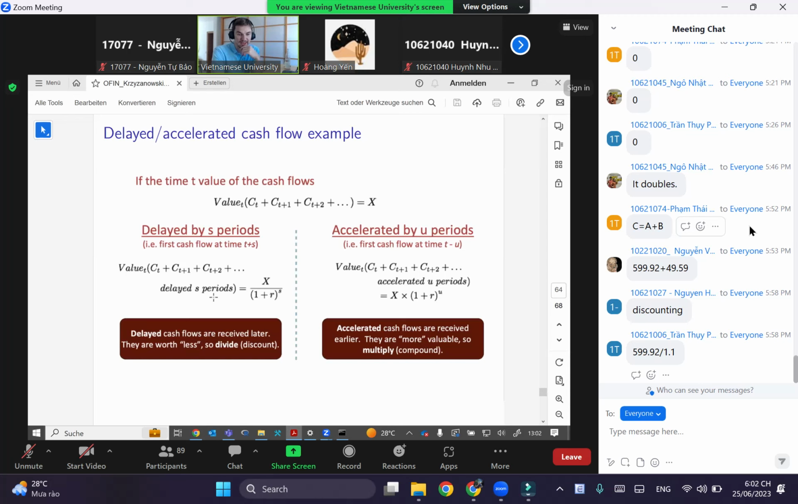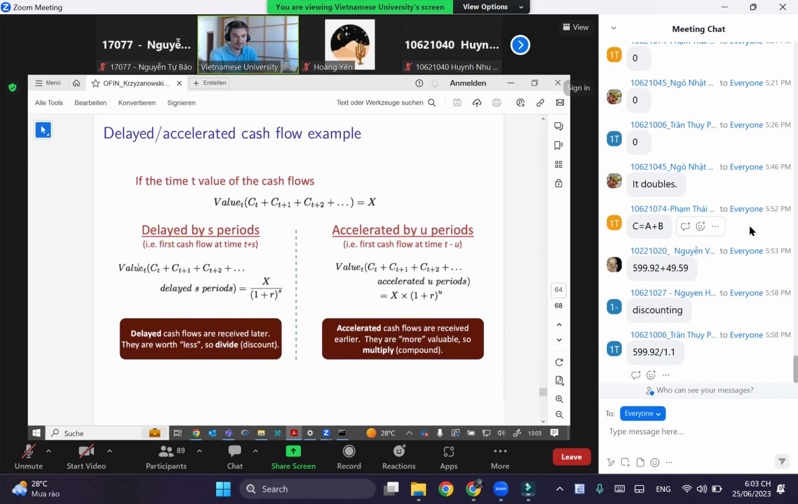So the underlying idea here is simply that if the law of one price holds, as described here, meaning you have an initial set of cash flows, say the first cash flow is at point t, then the second at t plus 1, then the third at t plus 2, and so forth, which will then have a time t value equal to x.